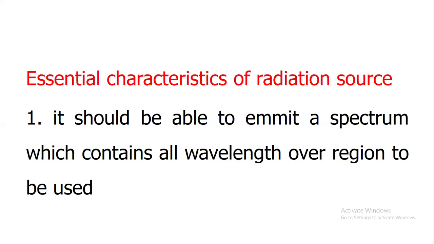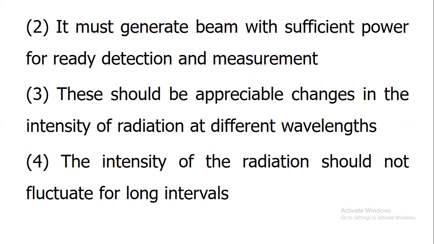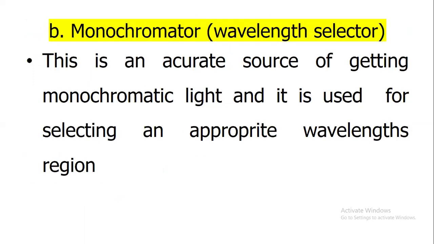Essential characteristic of a radiation source: it should be able to emit a spectrum which contains all wavelengths over the region to be used. It must generate a beam with sufficient power for ready detection and measurement. There should not be appreciable changes in the intensity of radiation at different wavelengths. The intensity of the radiation should not fluctuate for long intervals.